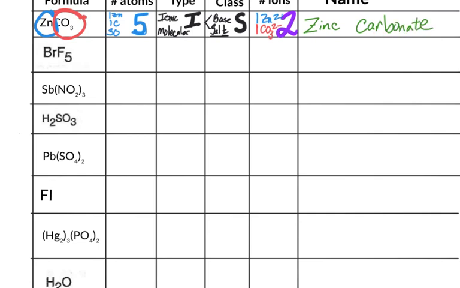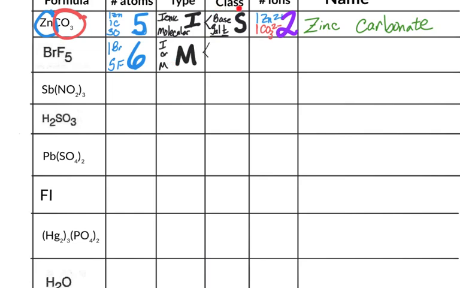Next, we have BrF5. How many atoms are present? There's 1 Br, 5 fluorines, and that gives us a total of 6 atoms. Next, we're going to look at the type. Is this ionic or molecular? The first element is bromine. Bromine is a nonmetal, so that means this is a molecular compound.